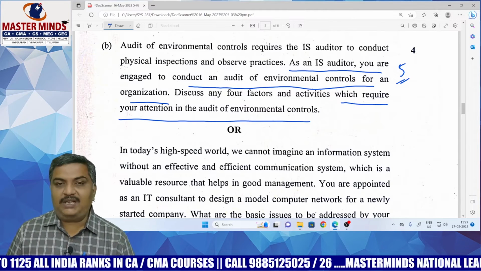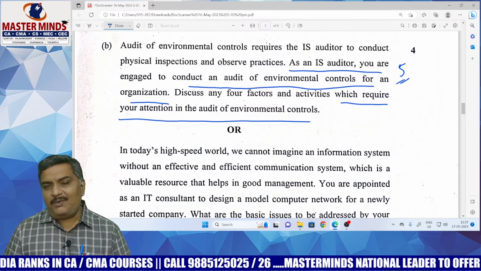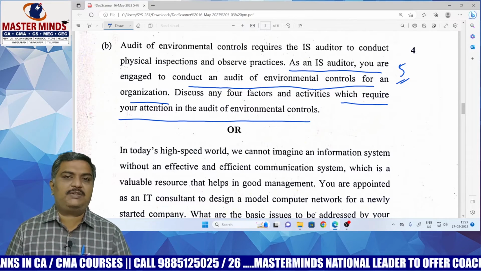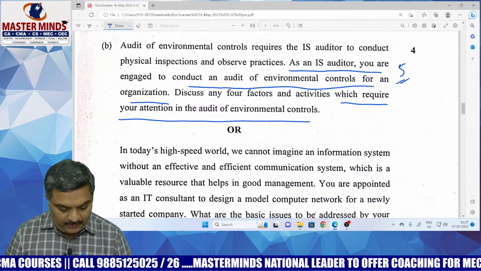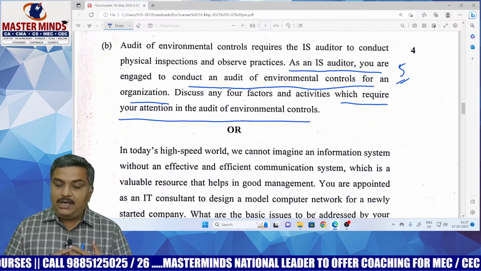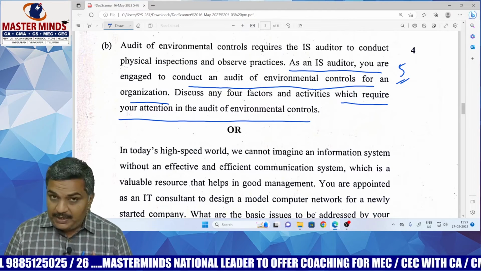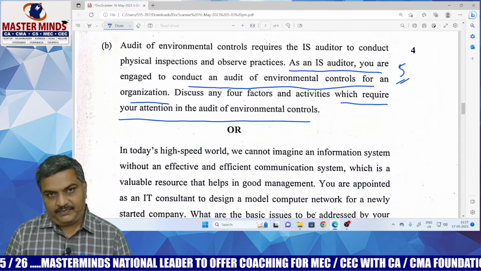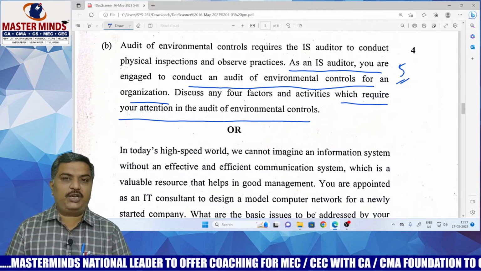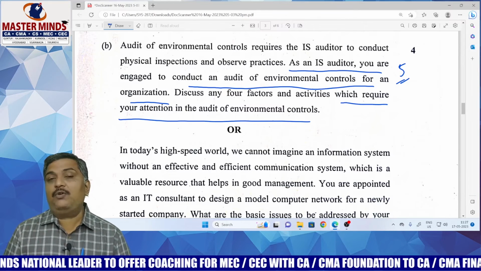See, the most important thing when you go for an IS audit is you need to audit the environmental controls, whether proper environmental controls are in place or not. What are the environmental controls that an information system should have? There should be no water leakages, no power problems, no fire issues, and no cleaning issues. So what are the controls you need to find out when you go for an IS audit?